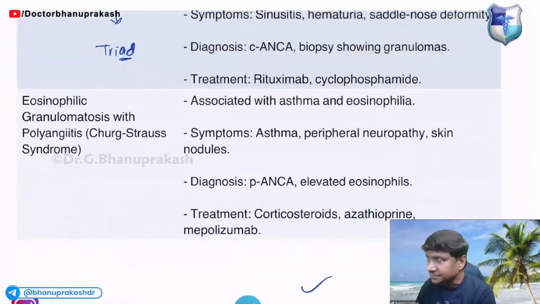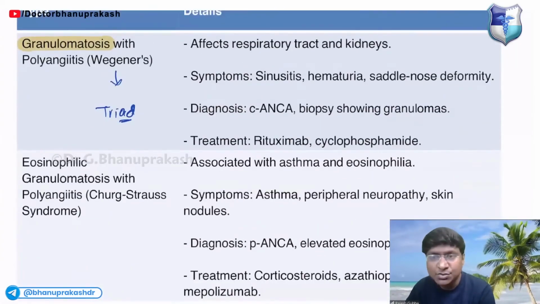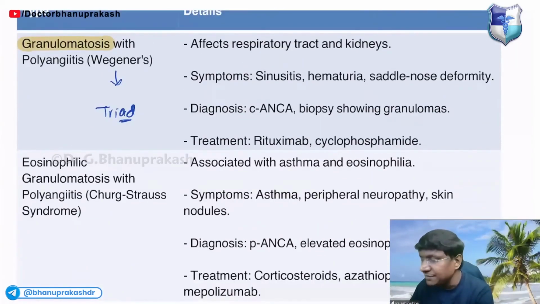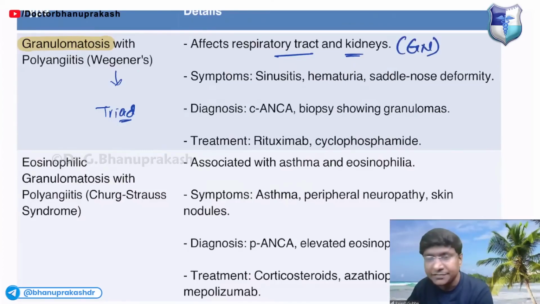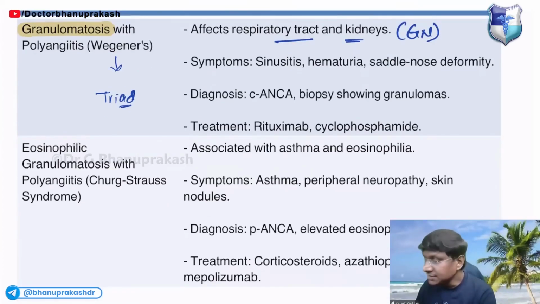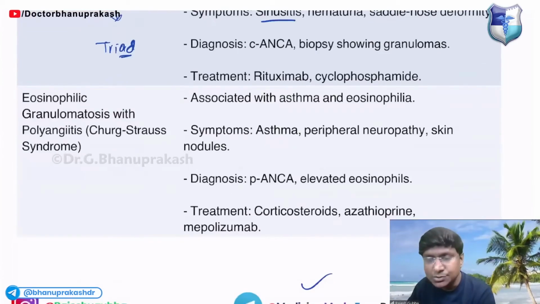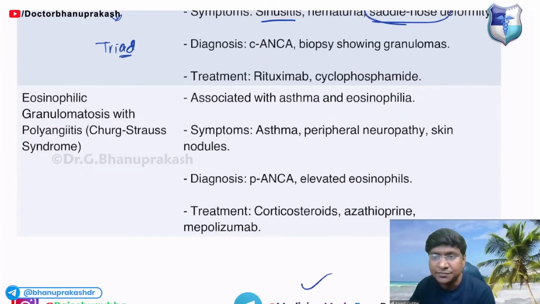So granulomatosis with polyangiitis, that is Wegener's, where you have a triad: upper respiratory tract involvement, lower respiratory tract involvement, and kidney involvement in the form of glomerulonephritis. Symptoms will be in the form of sinusitis, hematuria, and saddle nose deformity. Why do they have that saddle nose deformity? Because there is collapse of the nasal cartilage. That is the reason why you'll have saddle nose deformity.